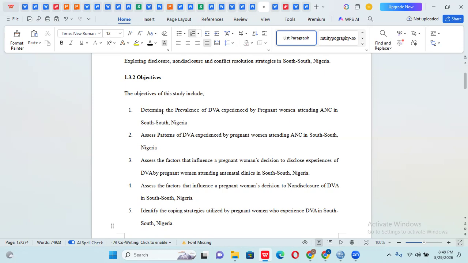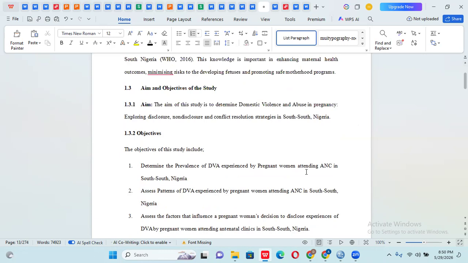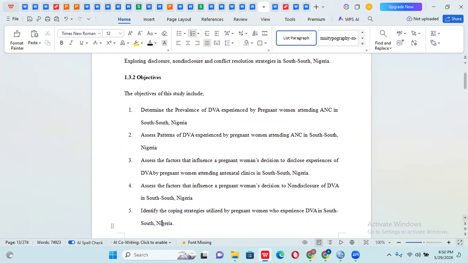look at this first objective. Determine the prevalence of DVA, domestic violence and abuse, among women attending ANC, antenatal care, in South Nigeria. Because it's a PhD research. Let me tell you something. When you're dealing with research, your data collection area is very important. As an undergraduate, they expect your data collection area to be small, maybe a local government, a small community, or a village.